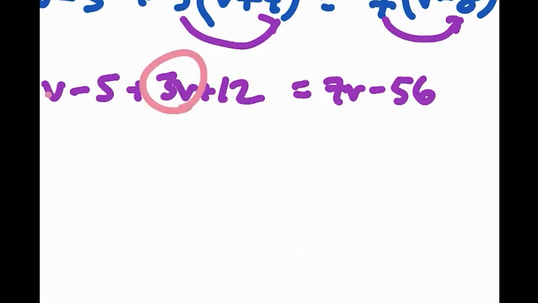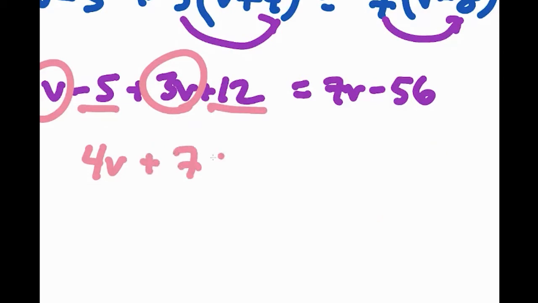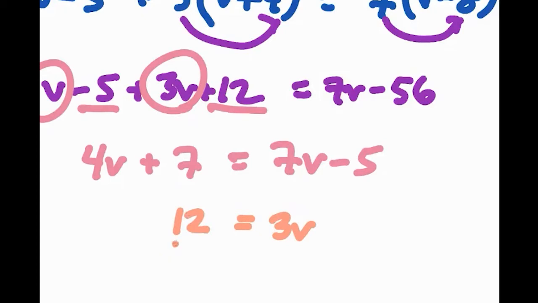So we have this one, and this one is 4v. This negative 5 and positive 12 is plus 7. We have something like this here. Always move the one that's smaller. So the 4v is smaller than the 7v. So I'm going to subtract 4v from both sides. So you get 3v. Add 5 to both sides, you get 12. Divide by 3, and you end up with v is equal to 4.